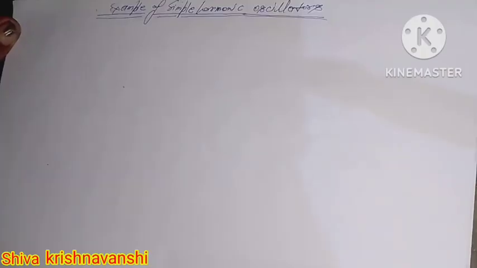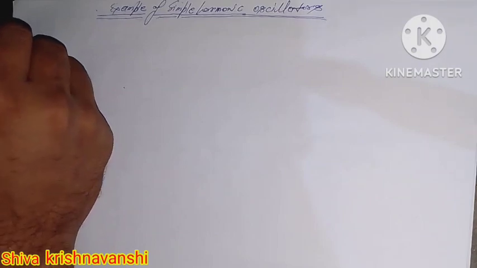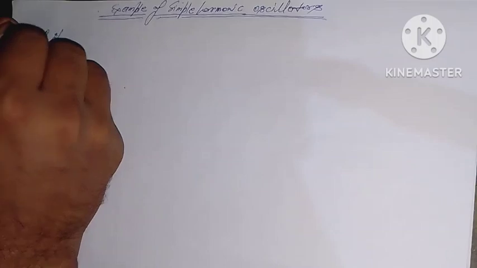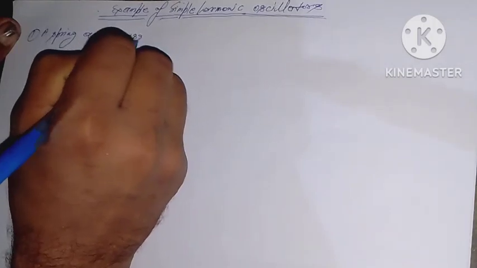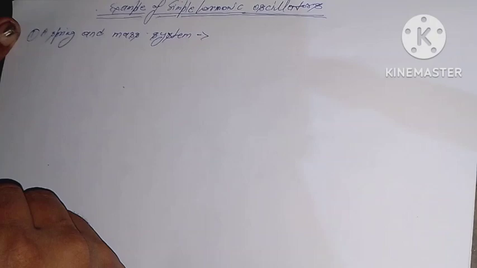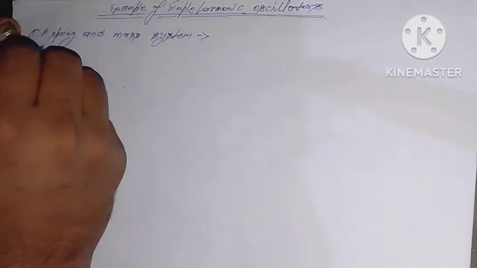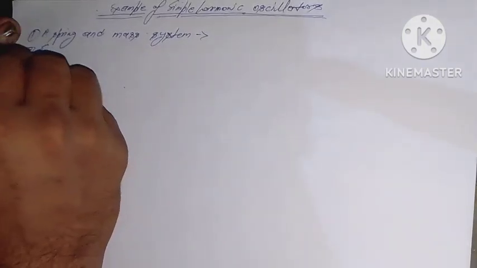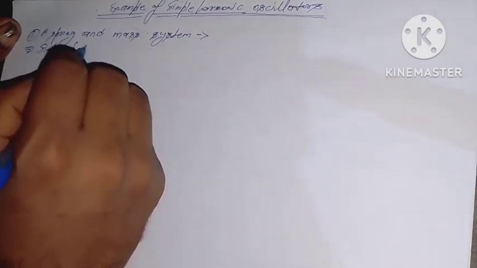What are examples of a simple harmonic oscillator? First, a spring and mass system. Second, a simple pendulum.